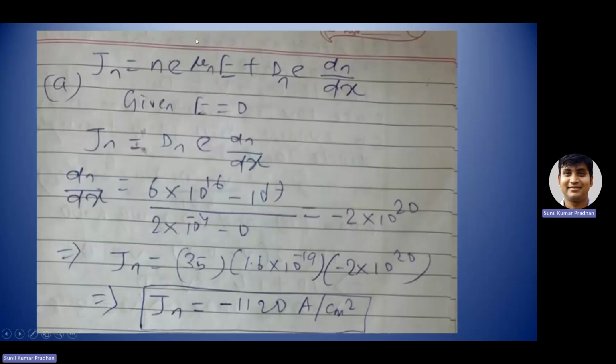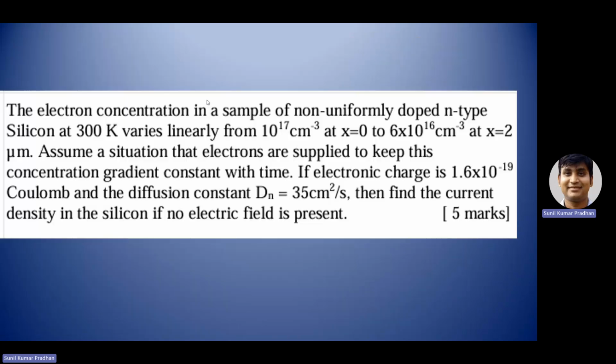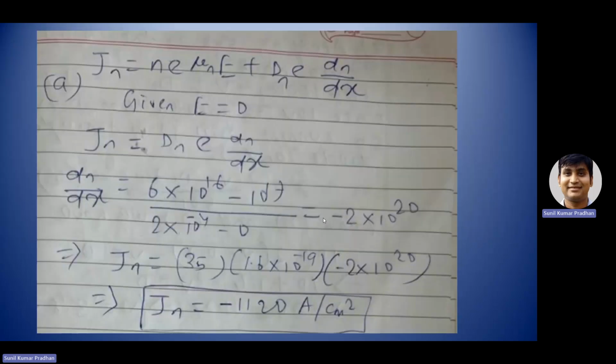Now, as you know, when we consider the current density, we have to take into account the diffusion current density and the drift current density. But drift current density depends on the electric field. Is there any electric field here? No, because it is mentioned that no electric field is present. So the electric field is zero, E equals 0.